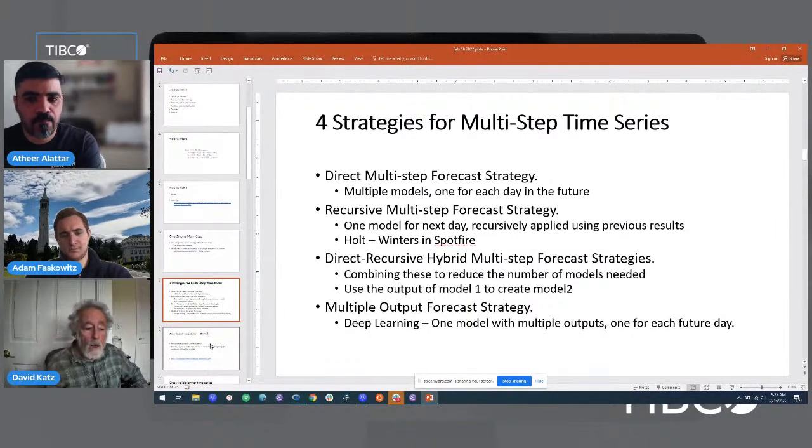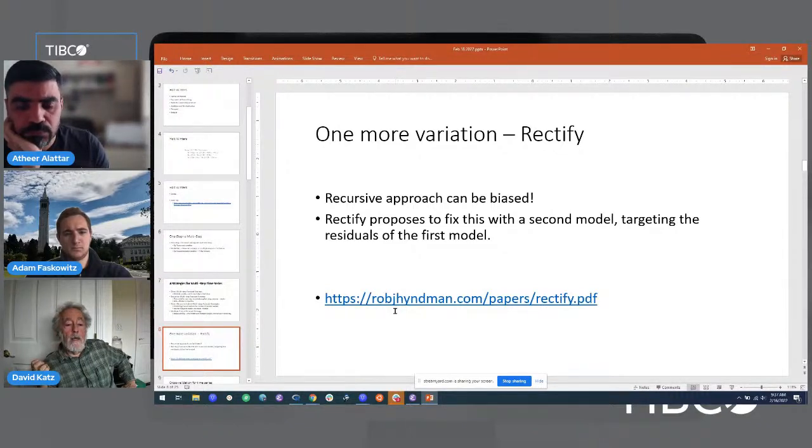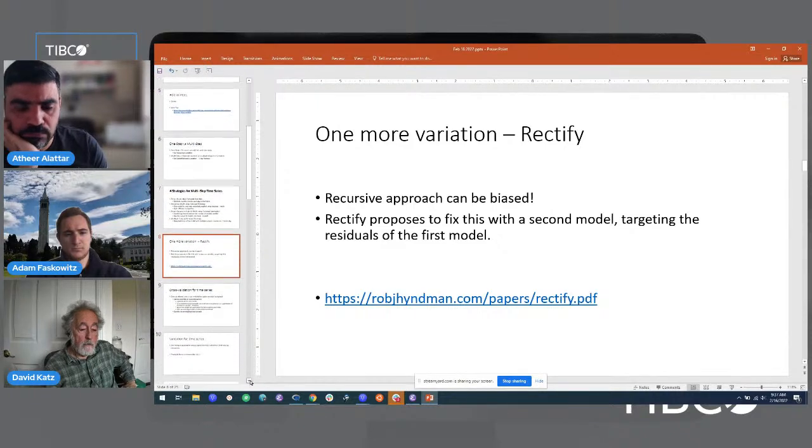Okay. There's also Rob Hyndman, who is kind of the guru of time series, and he has a lot of great material on the web, and I highly recommend that. He points out that the recursive approach can sometimes be biased depending on the type of model, and he has an R package and method that he calls rectify. So he takes the residuals from the first model and builds a second model on those. So that's a very interesting approach, which I recommend.